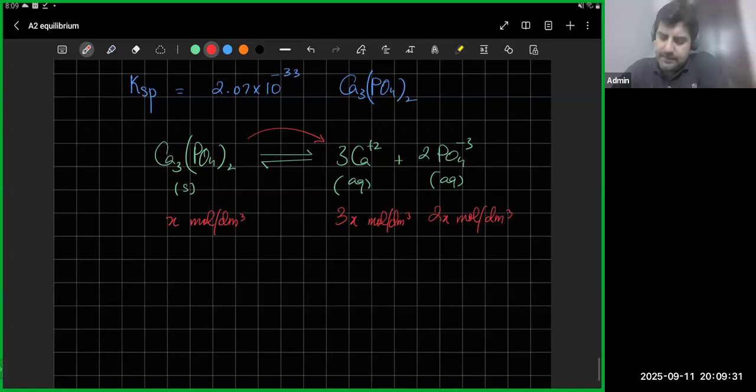So that pretty much solves your question because you know the KSP expression, which is going to be calcium ion squared. No, cubed. Okay, so it's going to be calcium ions cubed and phosphate ions squared.